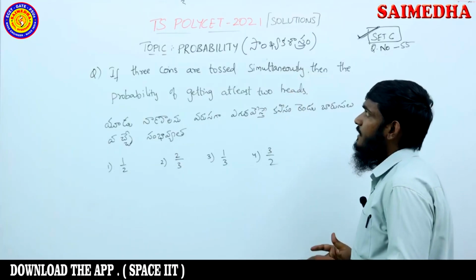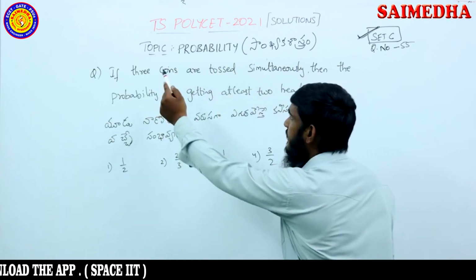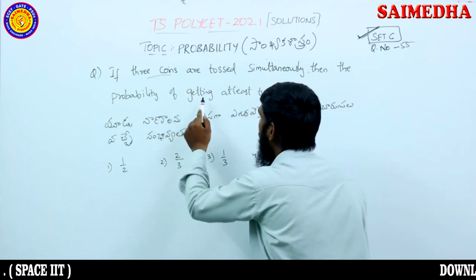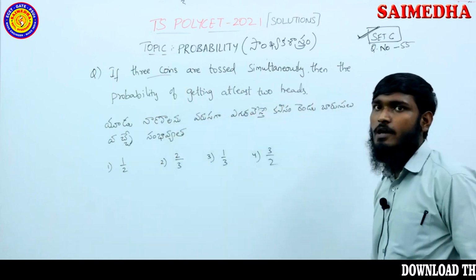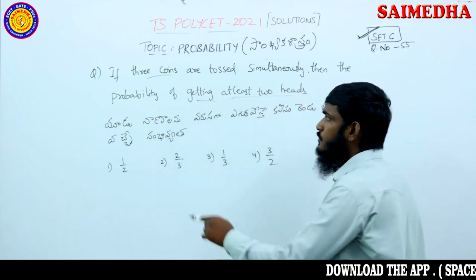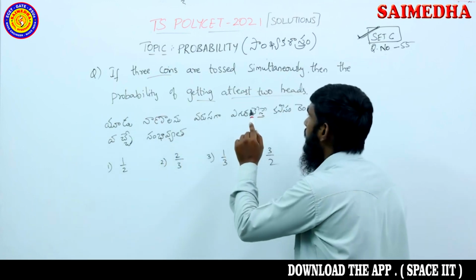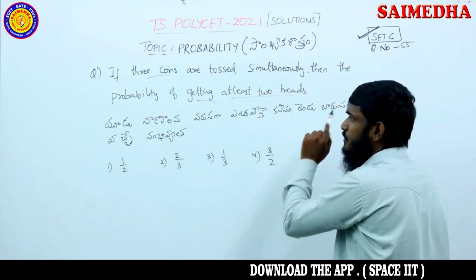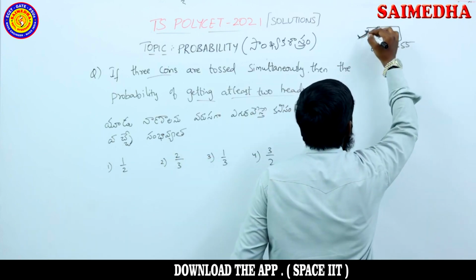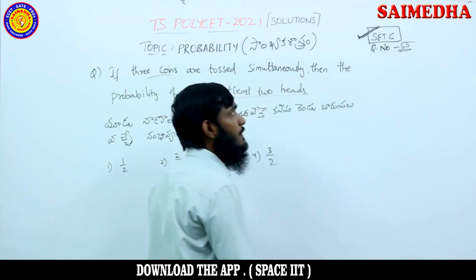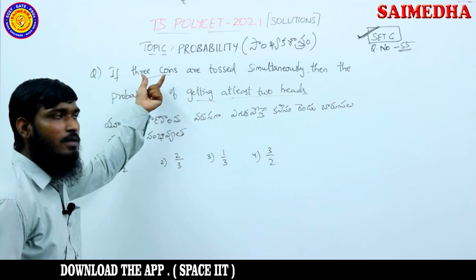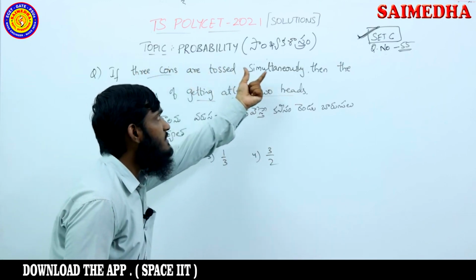Now let us see the next question from the chapter probability. If three coins are tossed simultaneously, then what is the probability of getting at least 2 heads? We have to find the probability of getting at least 2 heads. This question is asked in your set C paper, and the question number is 55. Now let us solve this one. If you are taking 3 coins, and they are tossed simultaneously.